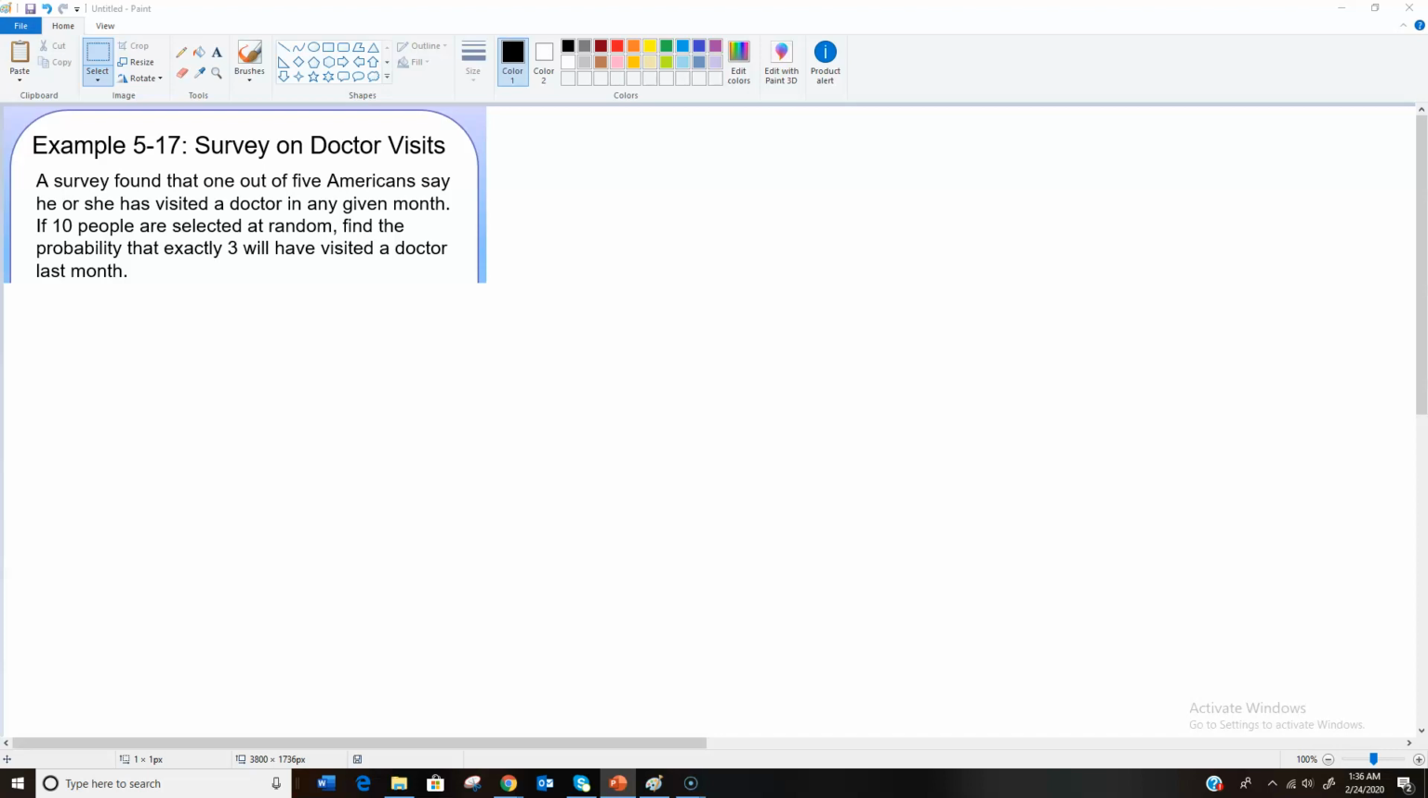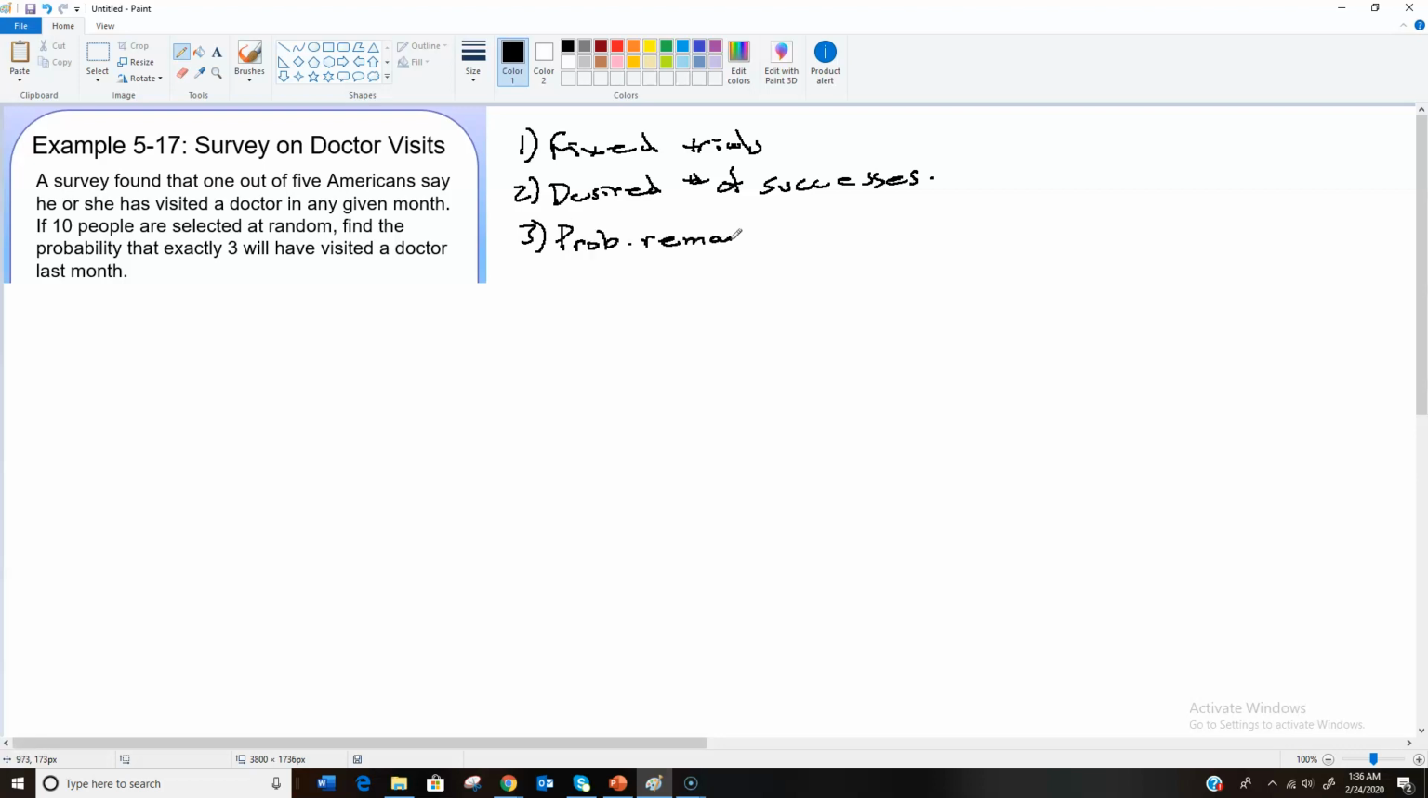So again, with a binomial distribution, you have to have a fixed number of trials. You have to have a desired number of successes. I might be saying this a little differently than what we said before, but it's the same thing. And the probability between each trial, or each part of the experiment, has to remain the same.